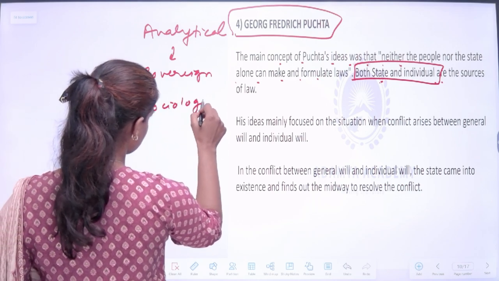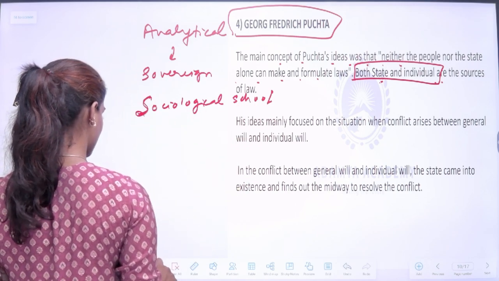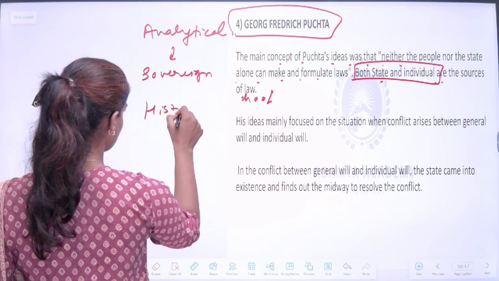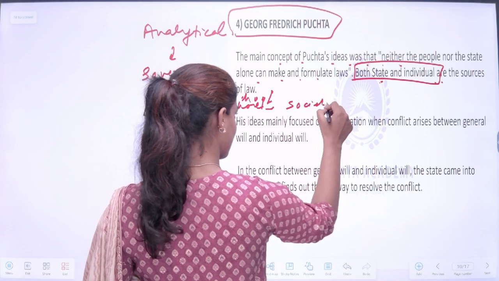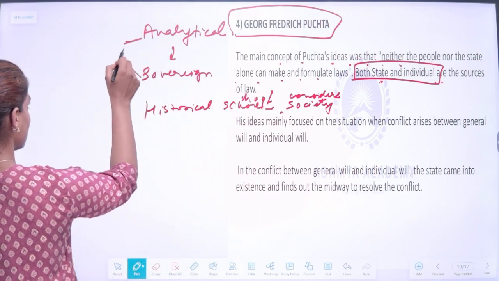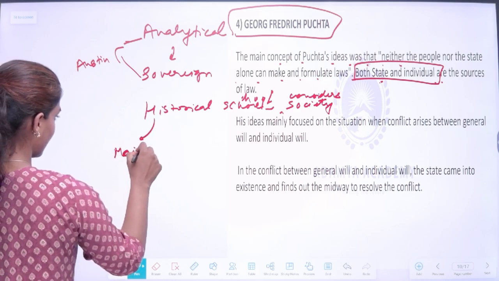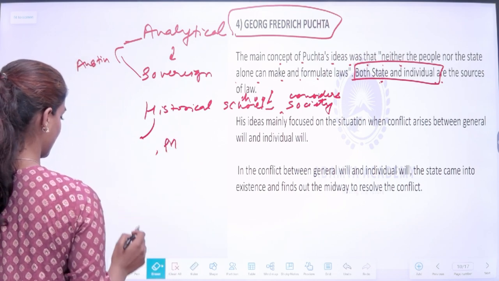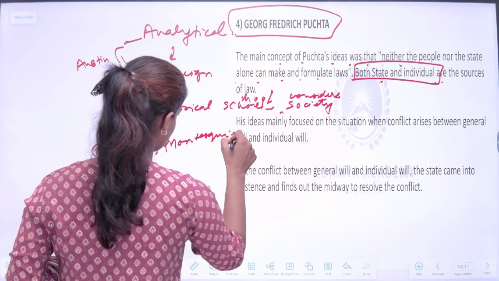sociological school states that and historical school considers society also. So here, this is what Austin has told, and in the historical school, this is what Savigny and Montesquieu have told.